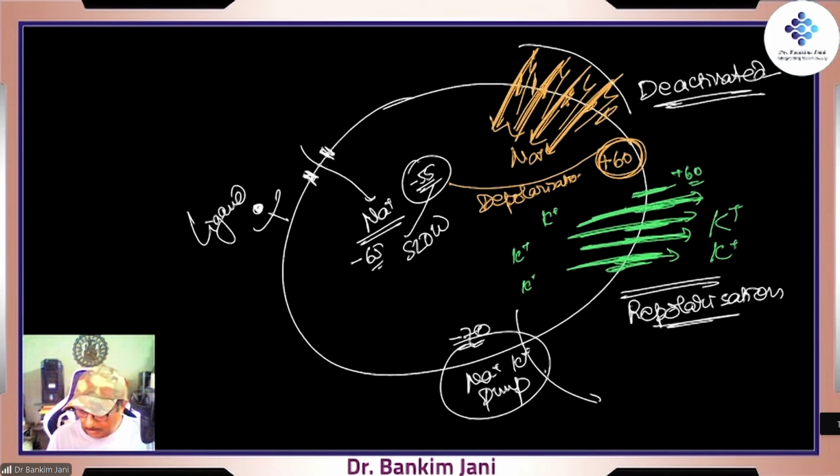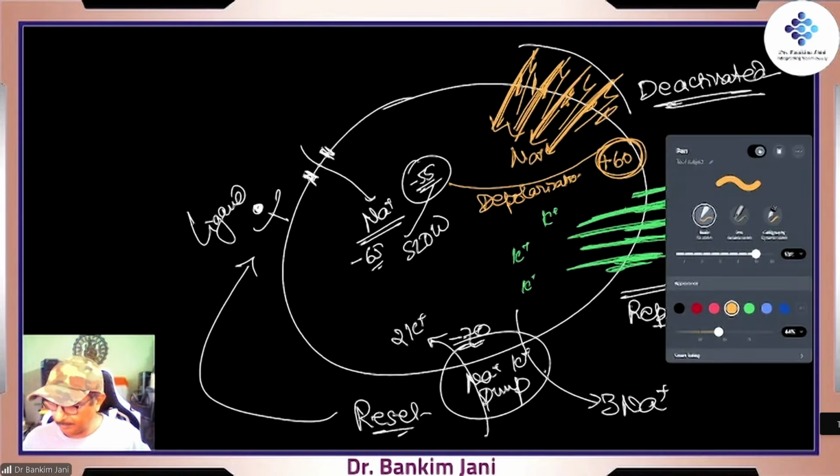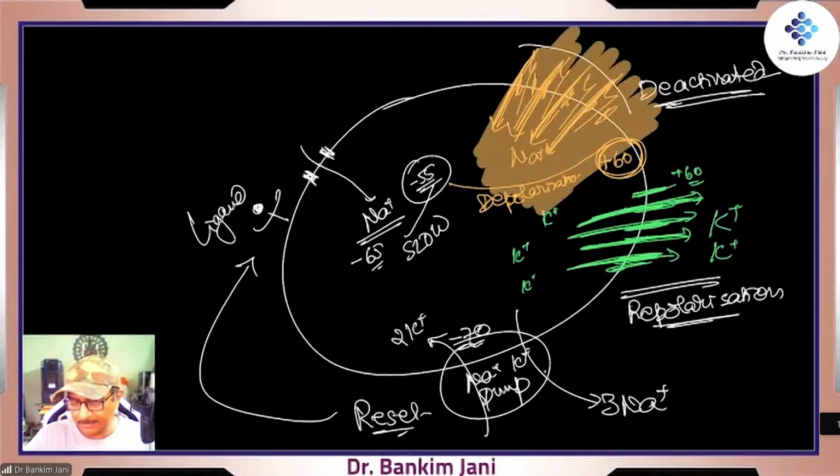So it throws 3 sodiums out and 2 potassiums in, and at that high speed it will just reset the whole system. So the system is reset, and it's ready for the next cycle. But the point to remember is that during this phase there would be an absolute refractory phase.